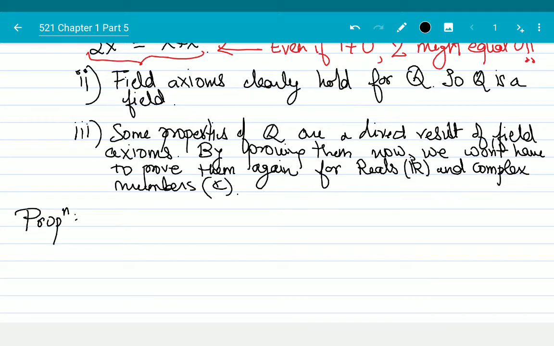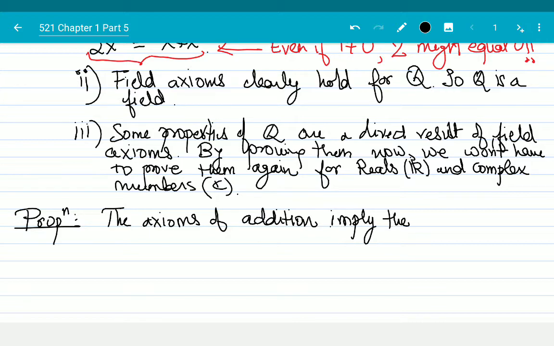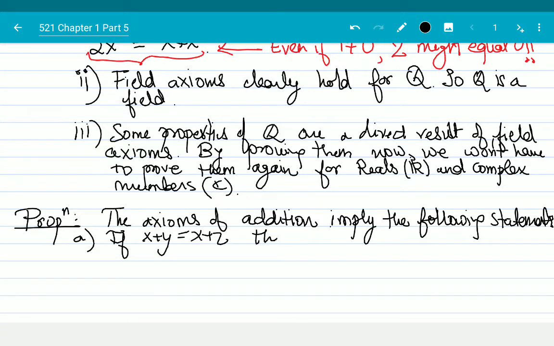Proposition, which I will generally write shorthand as PR prop to the n. The axioms of addition imply the following statements. First, if x plus y is equal to x plus z, then y is equal to z.